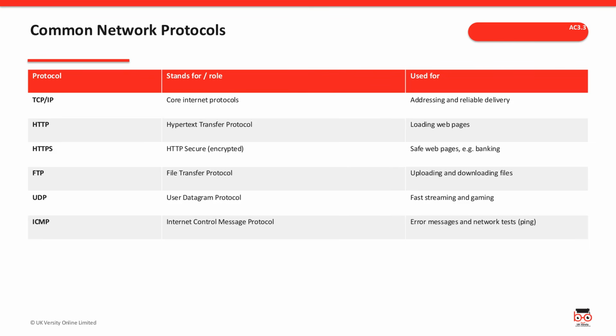Let us meet the protocols you will bump into most. TCP/IP is the core, handling addressing and reliable delivery. HTTP loads web pages, and its secure encrypted cousin HTTPS protects things like online banking. FTP, the file transfer protocol, moves files up and down between machines. UDP carries fast streaming and gaming, and ICMP handles error messages and network tests, which is what the ping command quietly uses to check whether another machine is reachable.